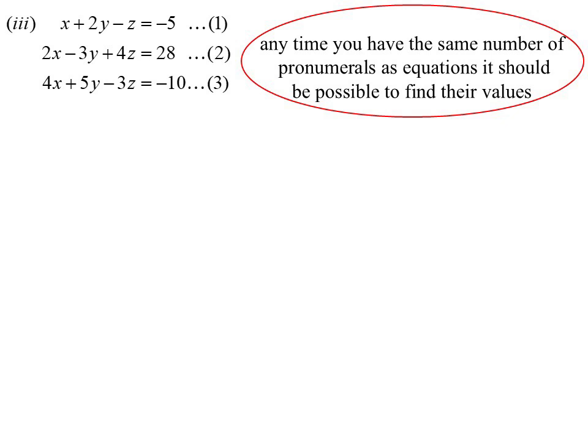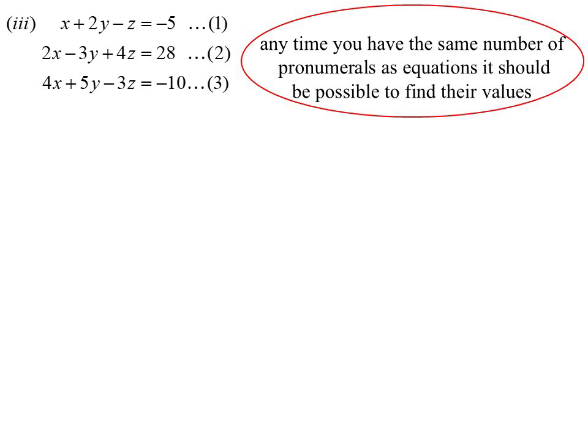Well, what about this sort of simultaneous equation? Now I've got 3 equations and 3 pronumerals. You see, anytime you've got the same number of equations as you do pronumerals, it has to be possible to find the values of those pronumerals. Unless, of course, one of those equations is just a multiple of one of the other ones.